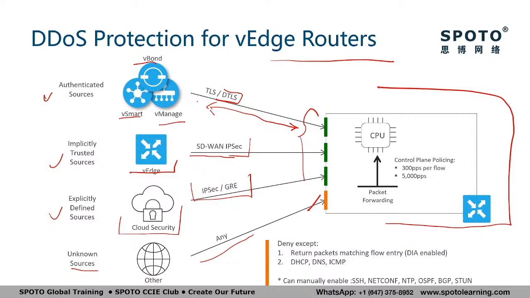There is an exception. If the traffic is return packets matching a flow entry, DHCP, DNS, ICMP. For example, if the traffic is return traffic, it would be allowed coming out from this vEdge router.